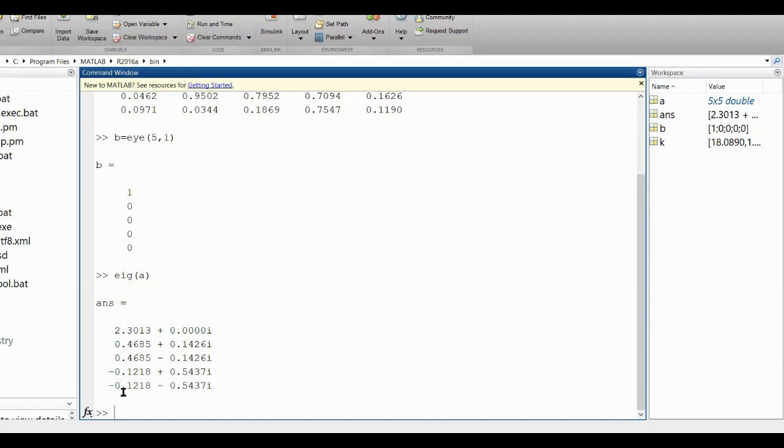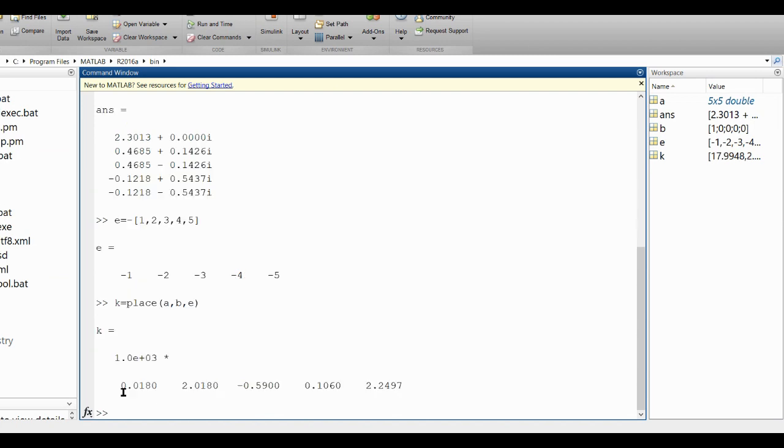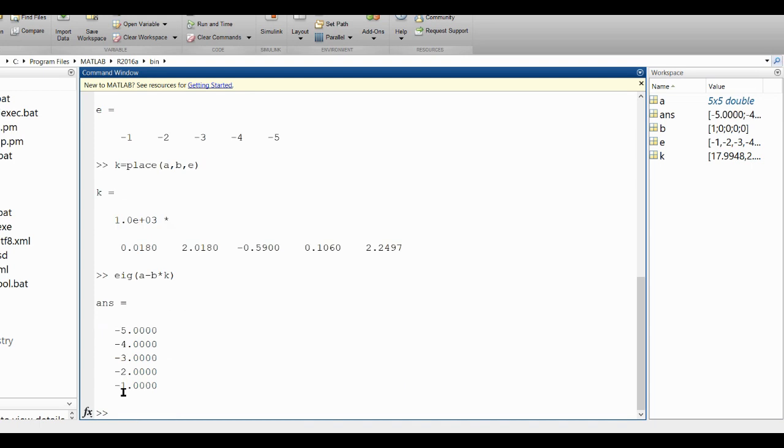Okay, so let's come here. Let us choose some eigenvalues arbitrarily. So for example, I will say E equals minus 1, 2, 3, 4, 5. Just to show you that they are quite arbitrary, I will say K equals place. This is a built-in MATLAB command, place(A, B, E). So it gives me some K. These numbers happen to be a bit large, but that's okay. Then I will say the eigenvalues of A minus B times K, and you see it is minus 1, minus 2, minus 3, minus 4 and minus 5 as desired. In this way we can place them wherever we want.